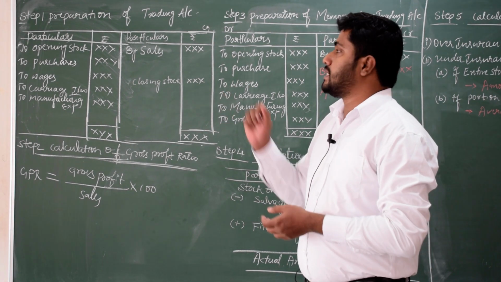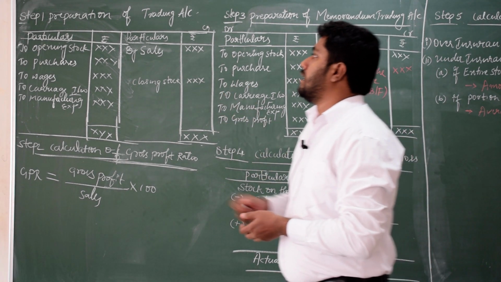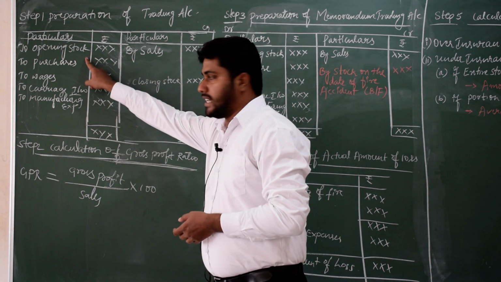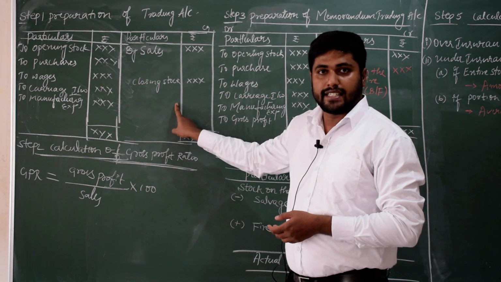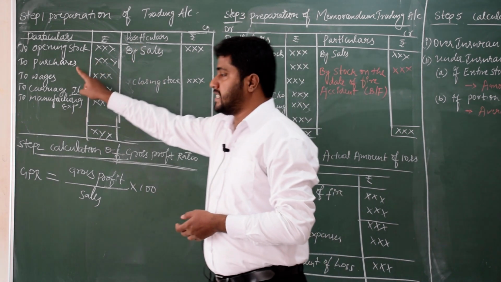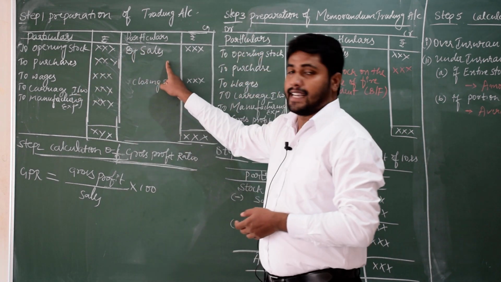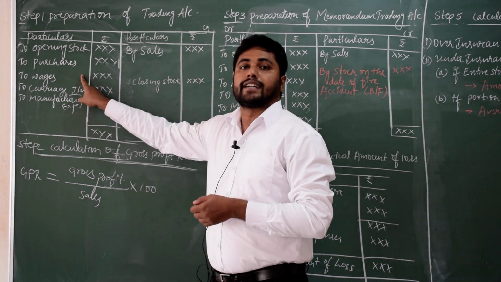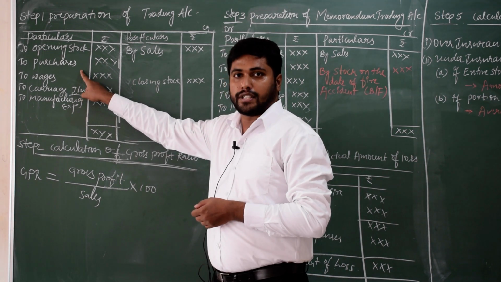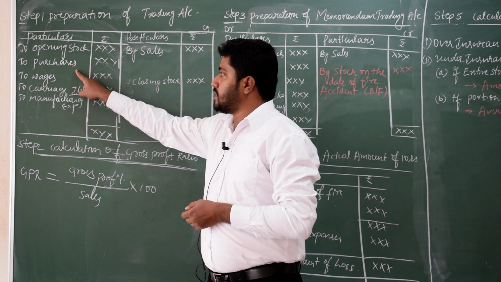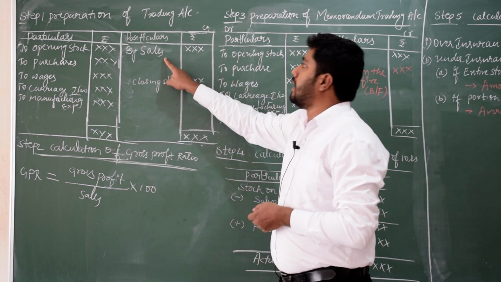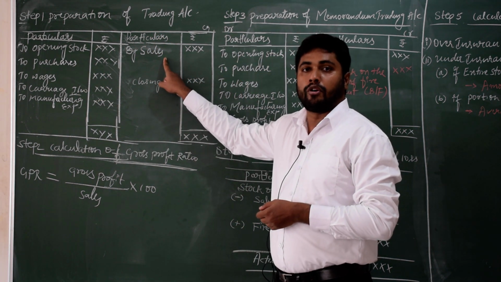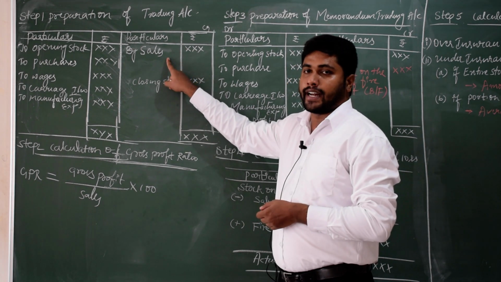And the format of this trading account is: opening stock is always debited and the closing stock is always credited. Purchase debited and sales credited. Because according to the real account rule, debit what comes in. While purchasing, the goods are coming into the business, so purchase should be debited. And when selling, the goods are going out of the business, so sales should be credited.